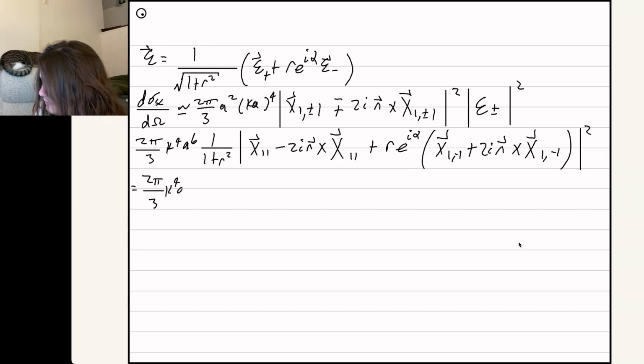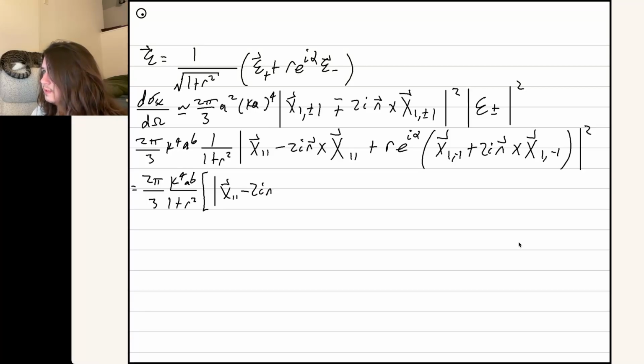So, just simplifying this stuff the slightest bit, I'm actually going to expand the square modulus in a big way. And I'm splitting it up like this, right? So we're going to have a term which is just the square modulus of all of this stuff, which is X11 minus 2i n cross X11, and cut it off there.